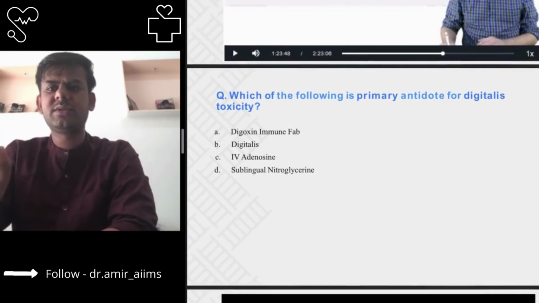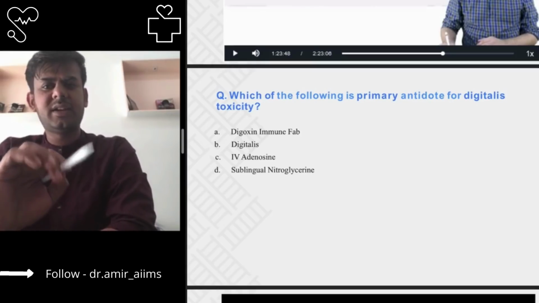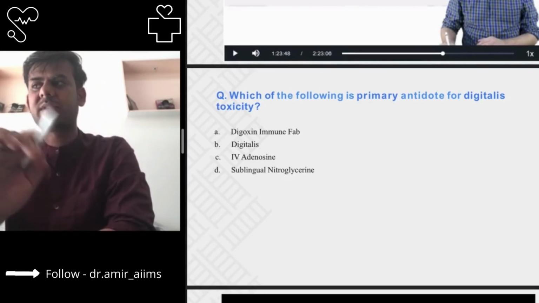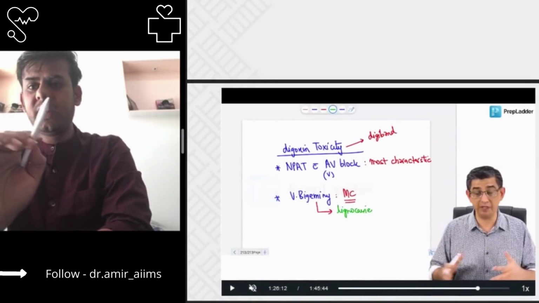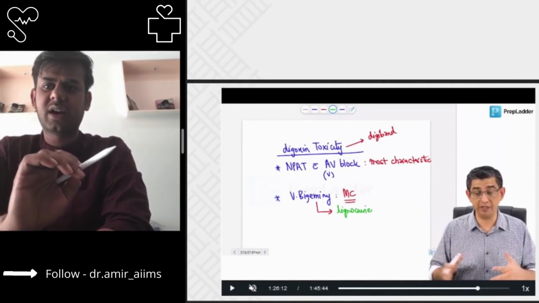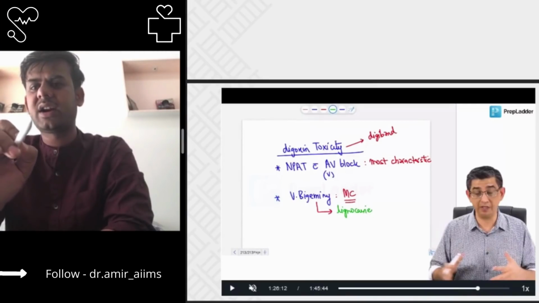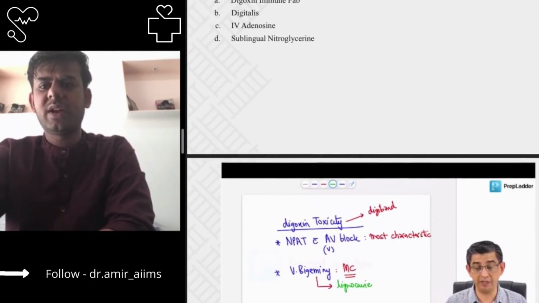Another question was, which of the following is the primary antidote of digitalis toxicity? The antidote of digitalis toxicity is digoxin immune Fab, which came in the market with the name Digibind. Two important cardiac features of digitalis toxicity are paroxysmal atrial tachycardia with AV block, which is the most characteristic, and ventricular bigeminy, which is most common. Treatment is Digibind, meaning digoxin immune Fab.